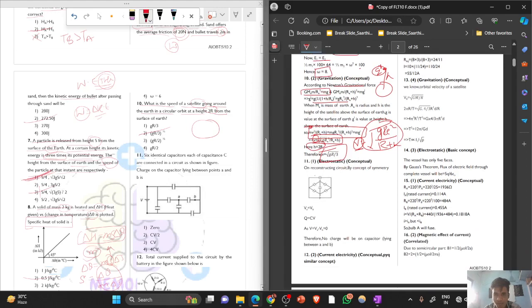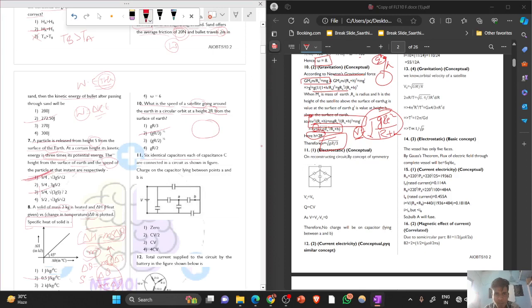Now moving ahead, six identical capacitors C are connected in the circuit, as shown in the figure. The question asks about the charge on the capacitor lying between points A and B.